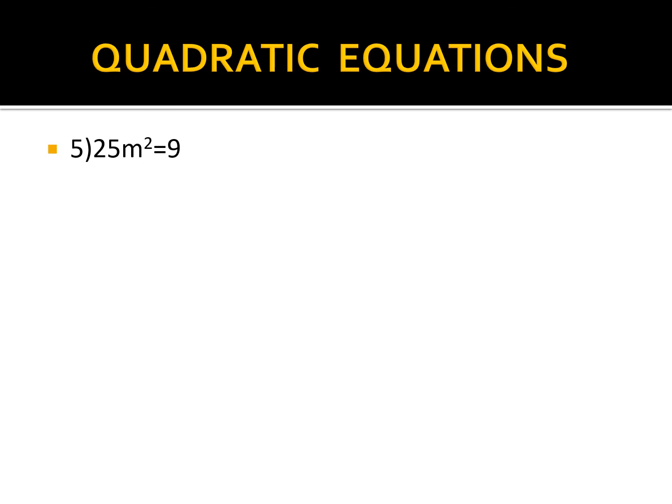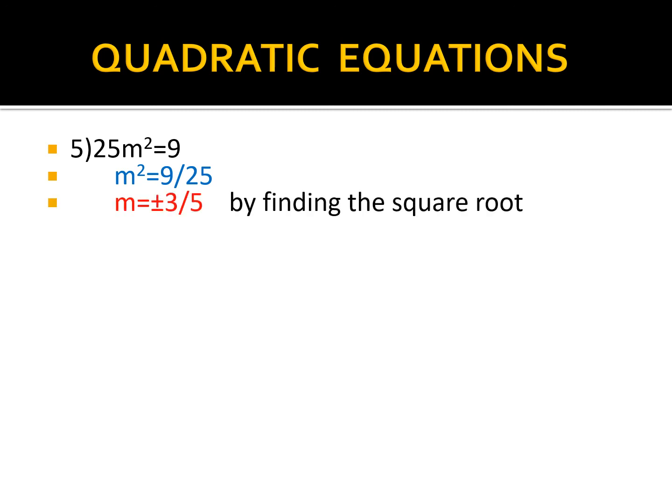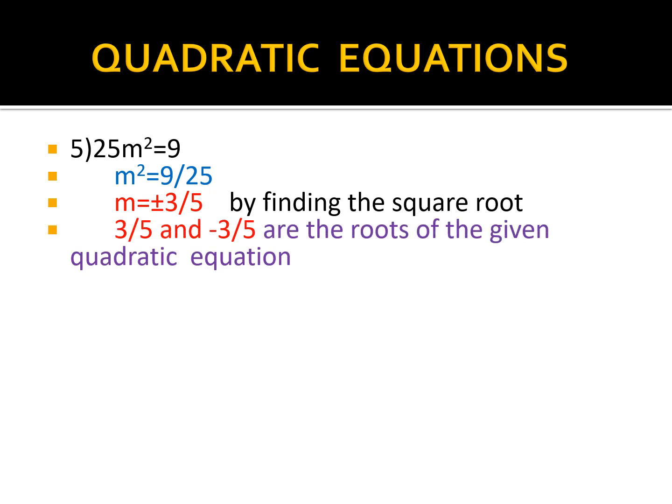25m square is equal to 9. So we divide both the sides by 25, which gives us m square is equal to 9 upon 25. We know both the sides are perfect squares and we have to find the value of m. So we find out the square root on both the sides. Therefore, m is equal to plus or minus 3 upon 5. That is, m is equal to 3 upon 5 or minus 3 upon 5. Therefore, 3 upon 5 and minus 3 upon 5 are the roots of the given quadratic equation.